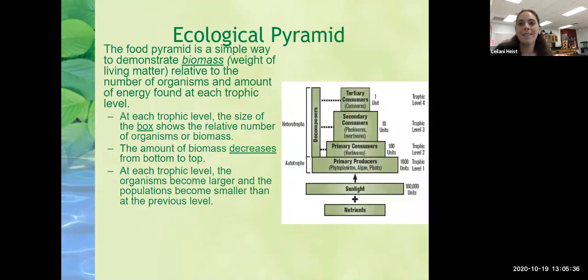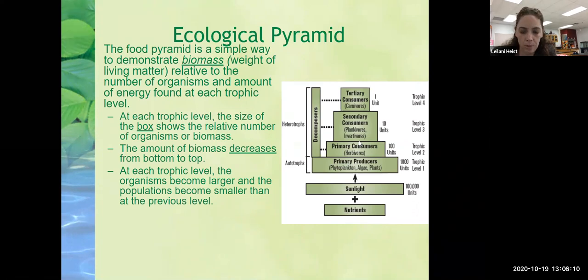One way in which we can demonstrate trophic levels, looking at either biomass or the number of organisms or the amount of energy, is through an ecological pyramid. This one is showing biomass, and we can see the box of relative numbers in which we've got a large number of producers followed by a smaller portion of primary, secondary, and tertiary consumers. You notice these numbers. This is the energy going from 1,000 to 100 to 10 to 1.